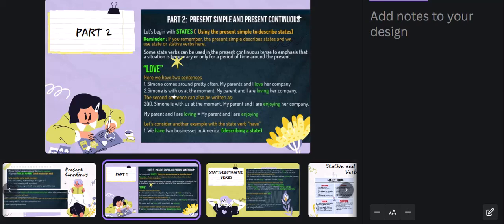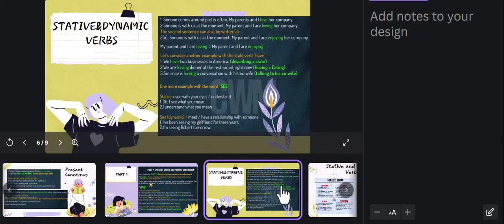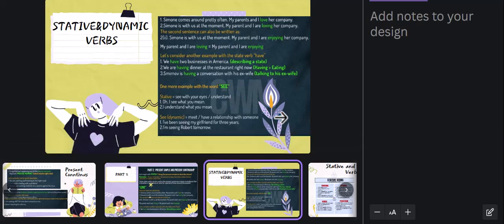Okay, so let's move on to this slide here. This describes more about the stative verb, and as I told you, here we have the verb see. You can use it for seeing with your eyes, and you can also use it as a dynamic verb, as an action. I have been seeing my girlfriend. I am seeing a report tomorrow.